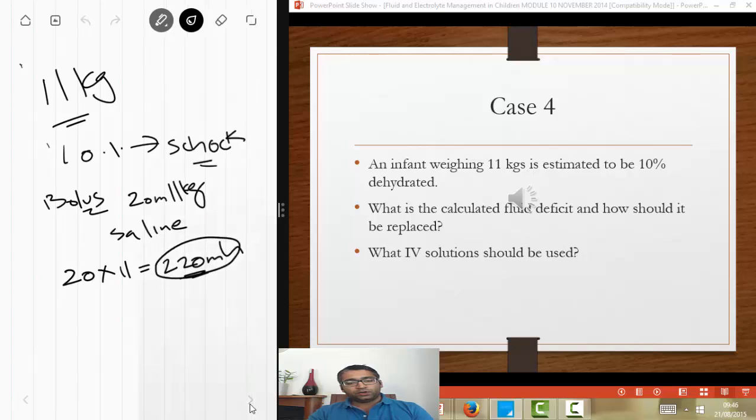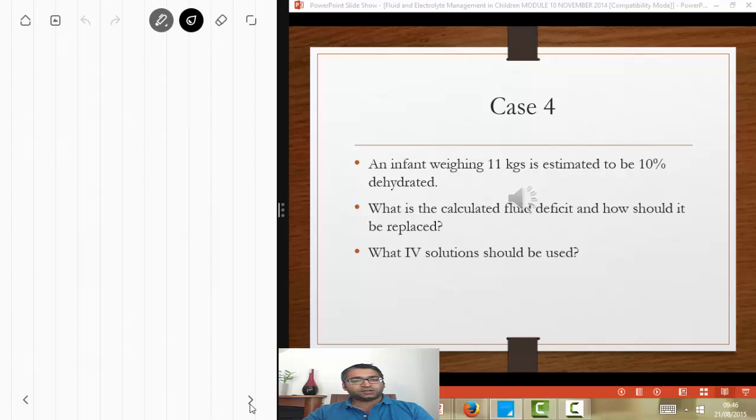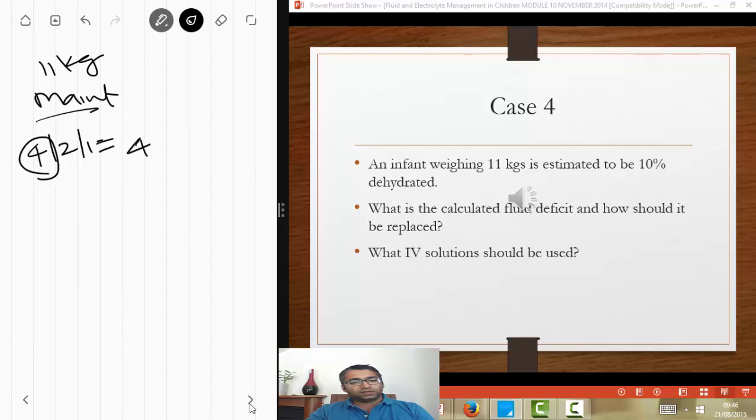Now you need to work out the dehydration correction. So let's work out the maintenance first. So what's the maintenance? 11 kilogram child. So we know the 4-2-1 rule. So 40 for the first 10 kilos and then 2 for the second 1 kilo there. So it's 42 mL per hour. So that's your maintenance.